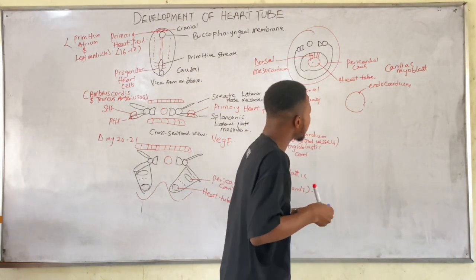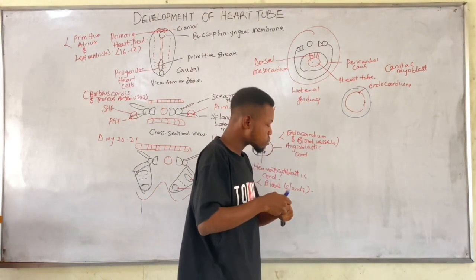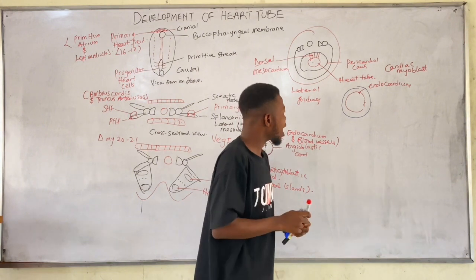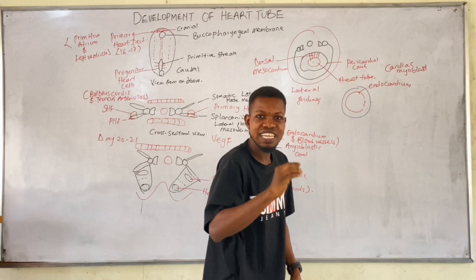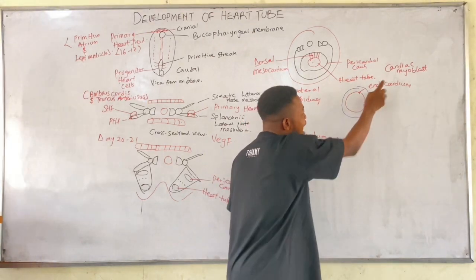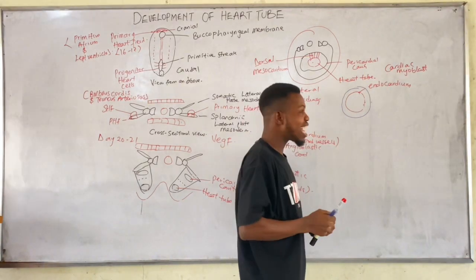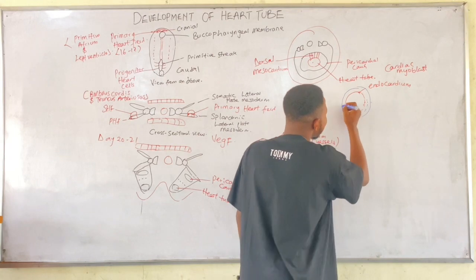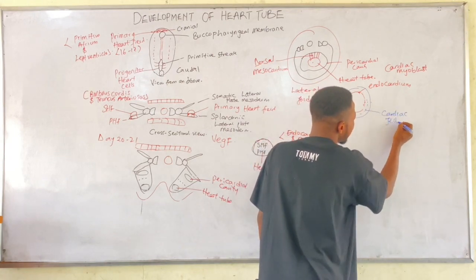So this is the myocardium. Let's say this is our what? Myocardium. Yes. Now, between the endocardium and myocardium, there is a gel-like structure that is going to fill that space. That gel is also secreted by the cardiac myoblast. That gel is what we call the cardiac jelly. We call it what? Cardiac jelly.